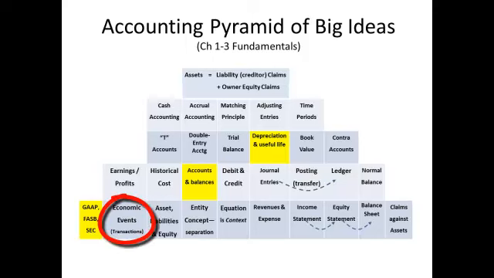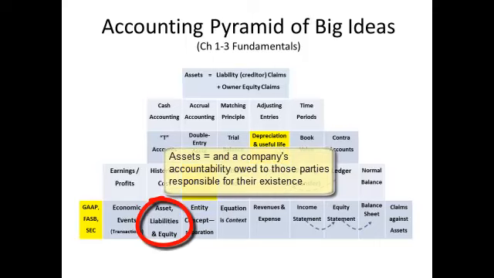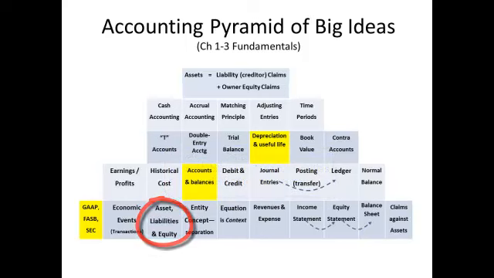Economic events, transactions. The events in a business that change its financial condition. Assets, liabilities, and equity. The elements that define financial condition. Assets are the things owned and controlled by a business, its wealth. Liabilities, a record of what the business owes someone. Equity, a record of the net worth of the business from the owner's viewpoint. What's left over after subtracting what the business owes from what it owns.